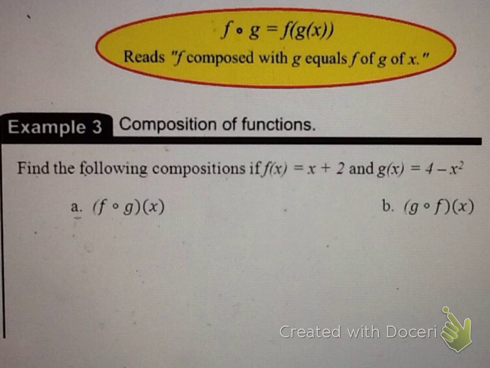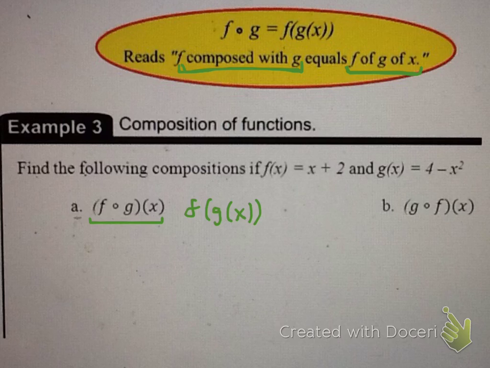Okay, in this one we're going to talk about function compositions. And so f circle g, or f parenthesis g parenthesis x, reads f composed with g or f of g of x. Either way. And you'll see either of them, f o g of x or f of g of x. They mean the same thing.